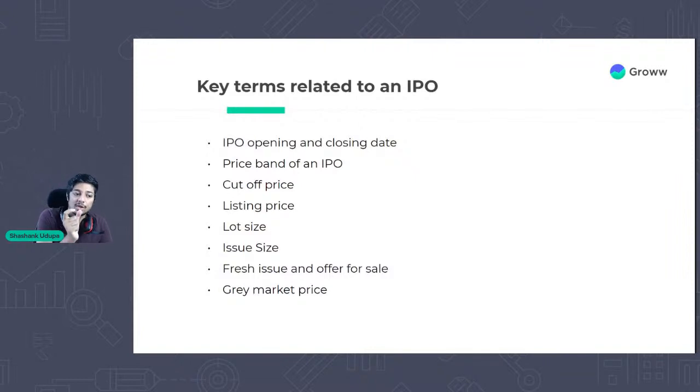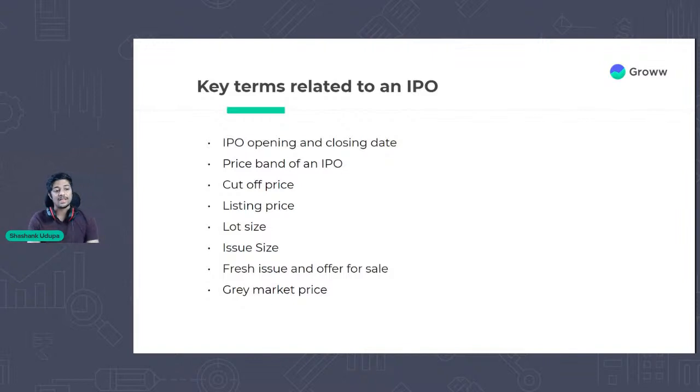Then you have something known as lot price, lot size. Lot size is basically, you have to buy a minimum of so many lots, right? One lot can be 10 shares, one lot can be 15 shares, one lot can be 20 shares. It depends on the IPO itself. So you can buy up to 13 lots in an IPO. Usually, you can try applying for 13 lots, but if it gets oversubscribed, your chances might slightly go down as well. So usually you get one lot. We'll come to all of this. I'll show you an example of how to apply for an IPO also.